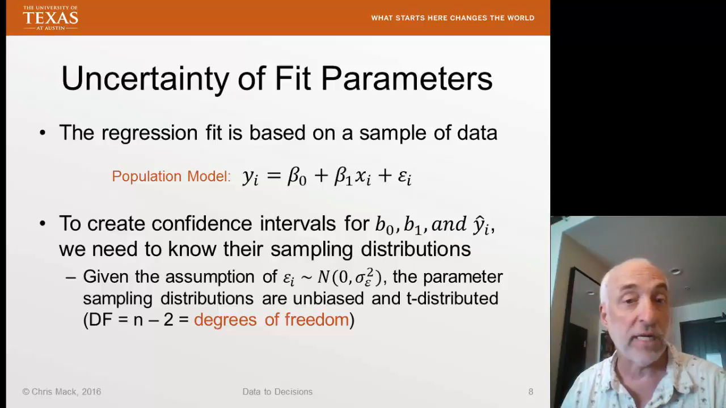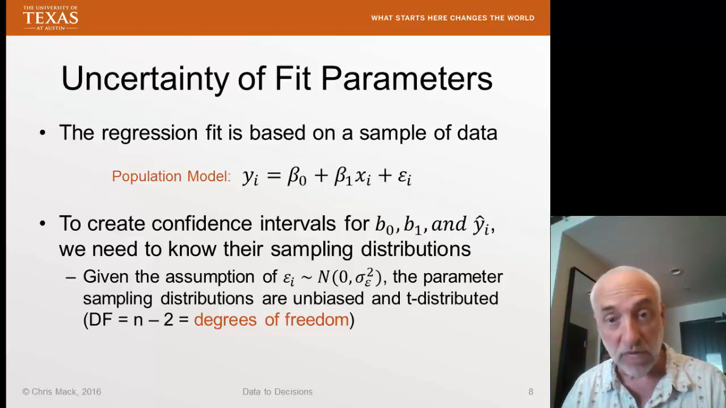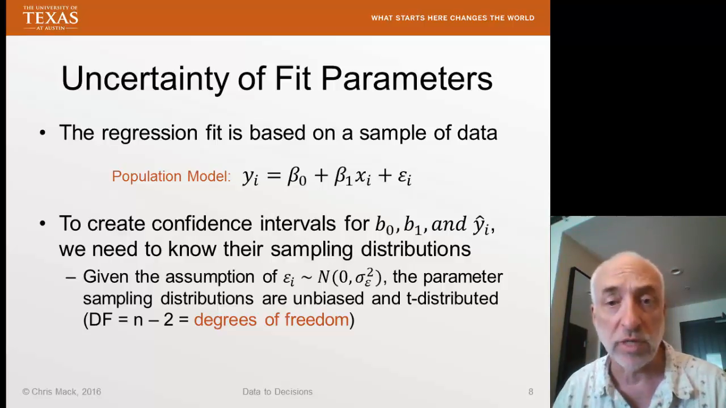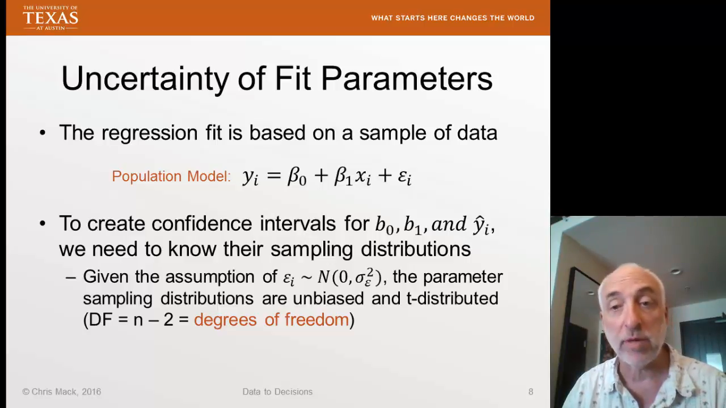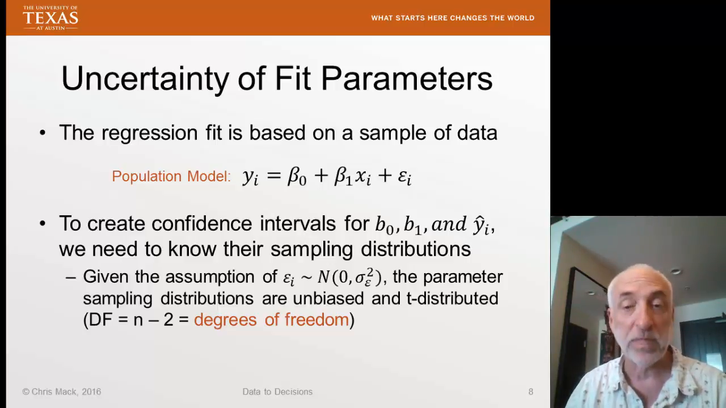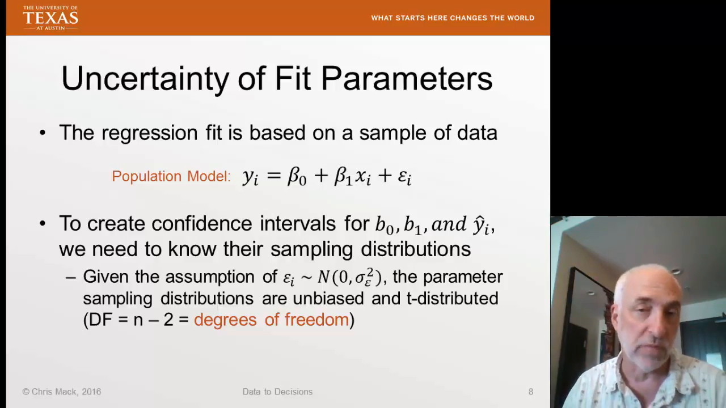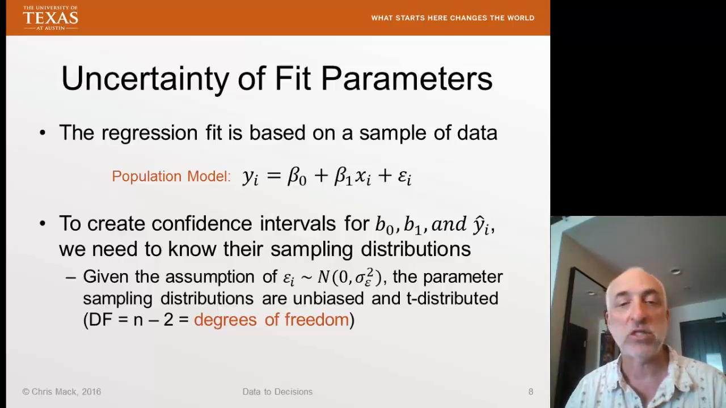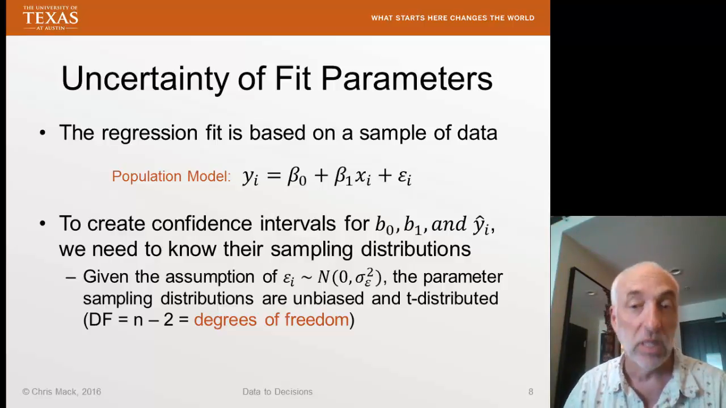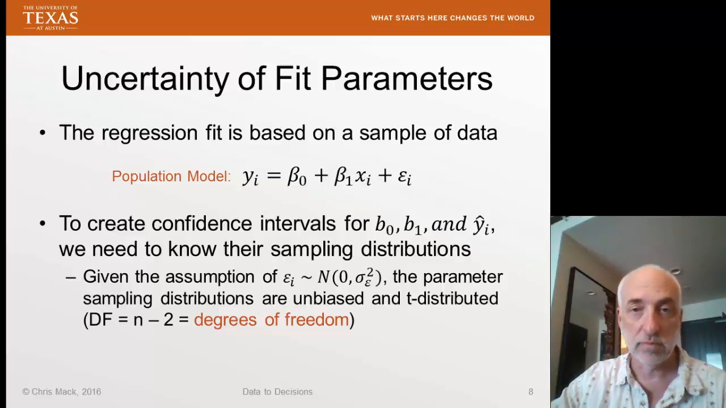In order to generate a confidence interval, we need to know something about the sampling distribution. If we assume that our residuals are normally distributed, then the sampling distribution for each of these parameters is a t-distribution, an unbiased t-distribution with n-2 degrees of freedom. So if n is the number of data points in my data set, n-2 will be the number of degrees of freedom for the t-distribution of values of beta 0, beta 1, etc.